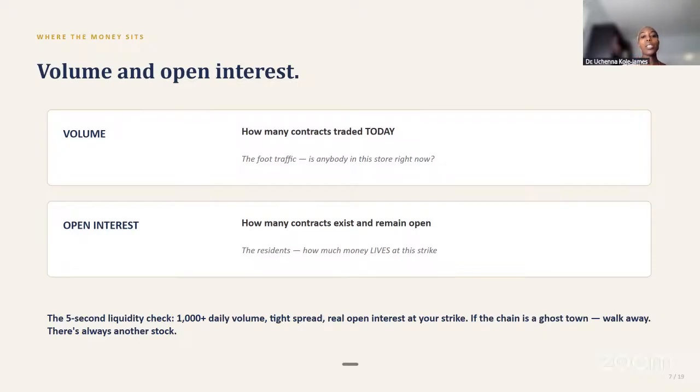The real open interest is basically your strike. If the chain is a ghost town, walk away. So if there's a difference between your ask and your bid, if that number is large, you do not want to trade that option contract. There's always another stock. Let me show you the way that looks.